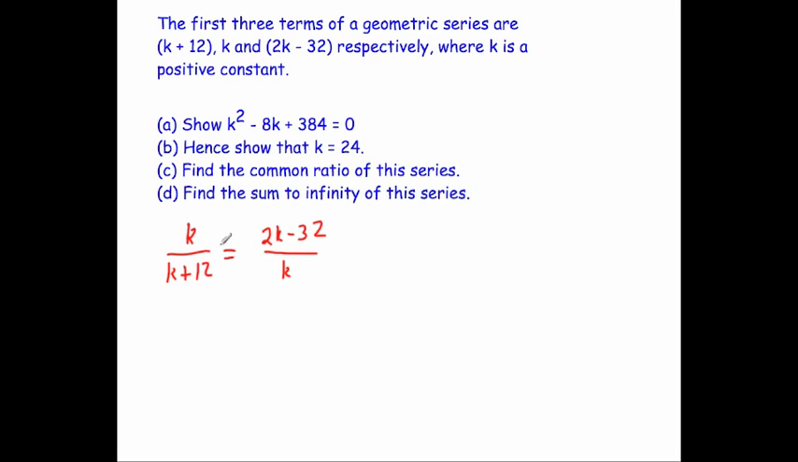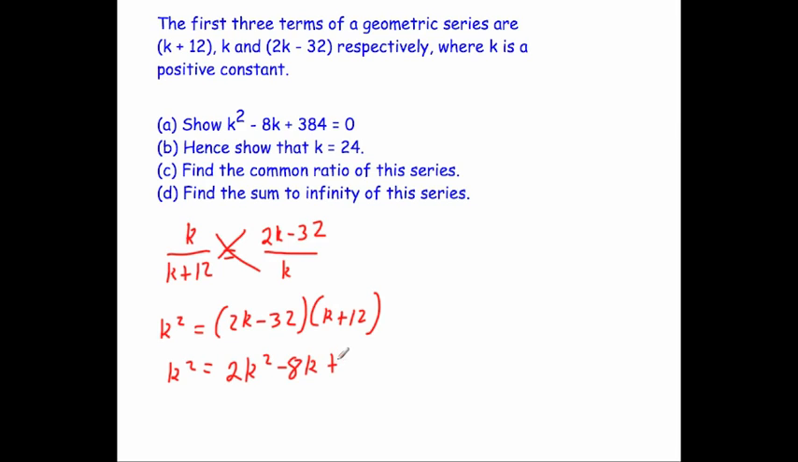So let's cross multiply and work out what it would be. You'd get k squared equals bracket 2k minus 32 close brackets times k plus 12. So we've got this. Now let's expand it and bring it all over to one side. If we do that, we're going to get that k squared equals 2k squared minus 8k plus 384. And if we take k squared off both sides, we'll get 0 equals k squared minus 8k plus 384. So we've proved what we need to prove, so QED.